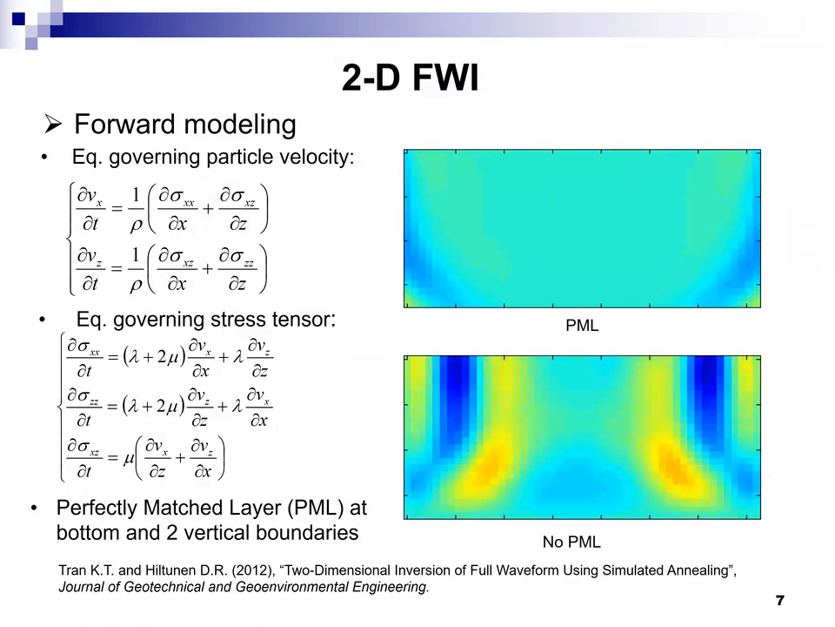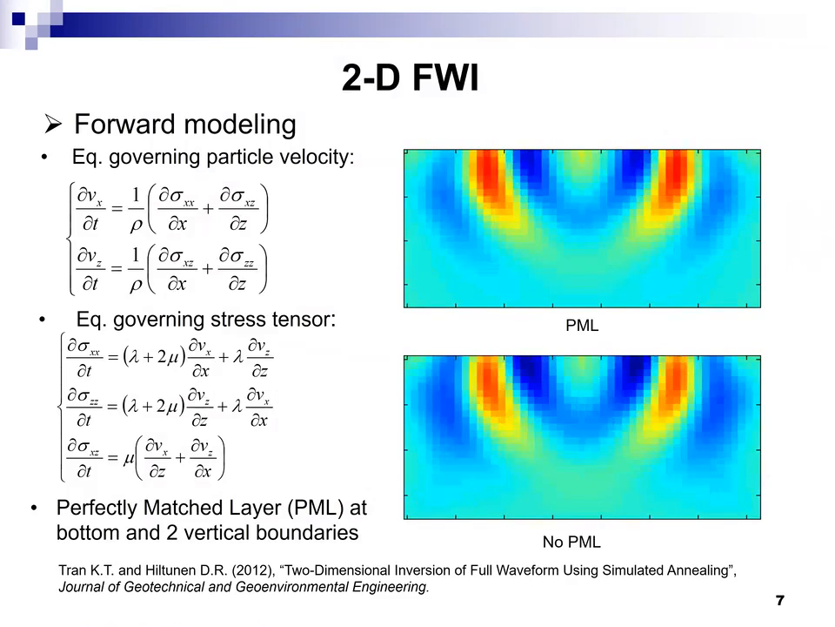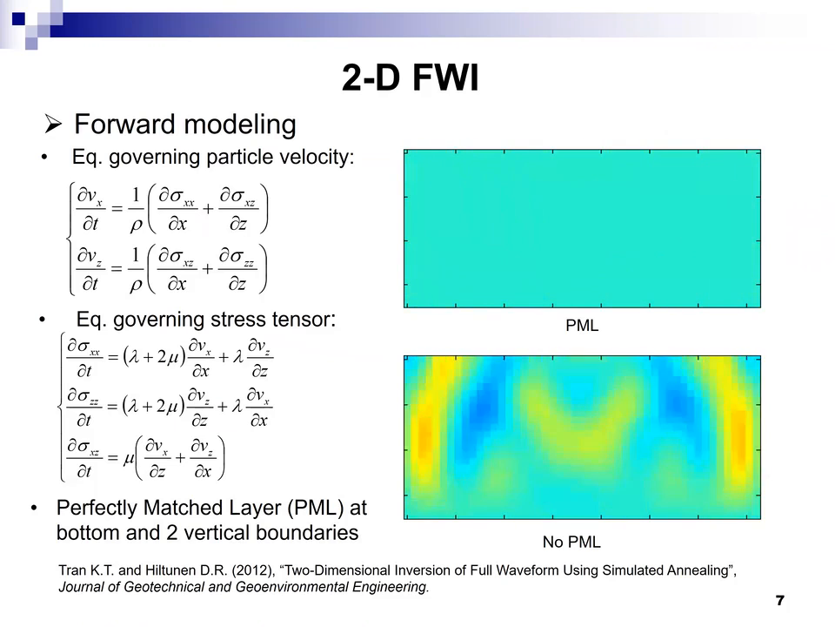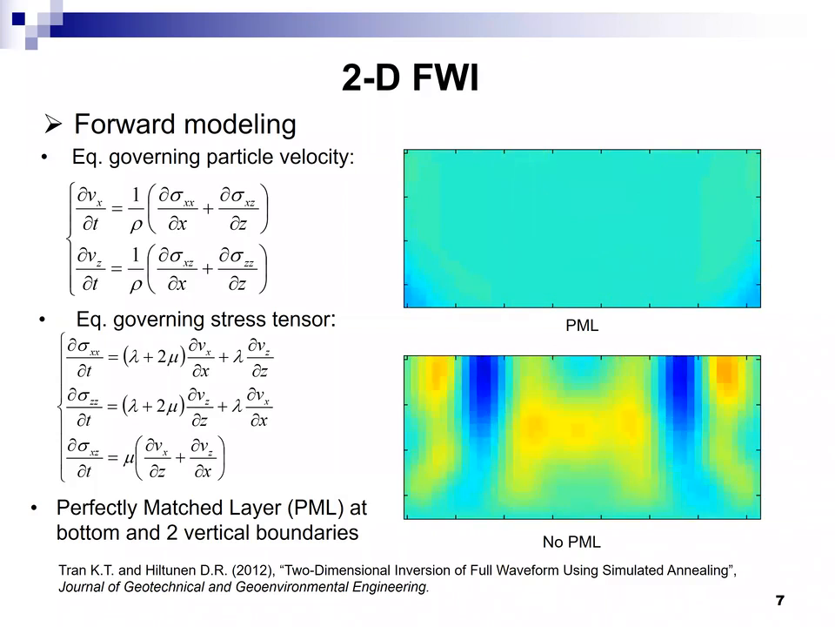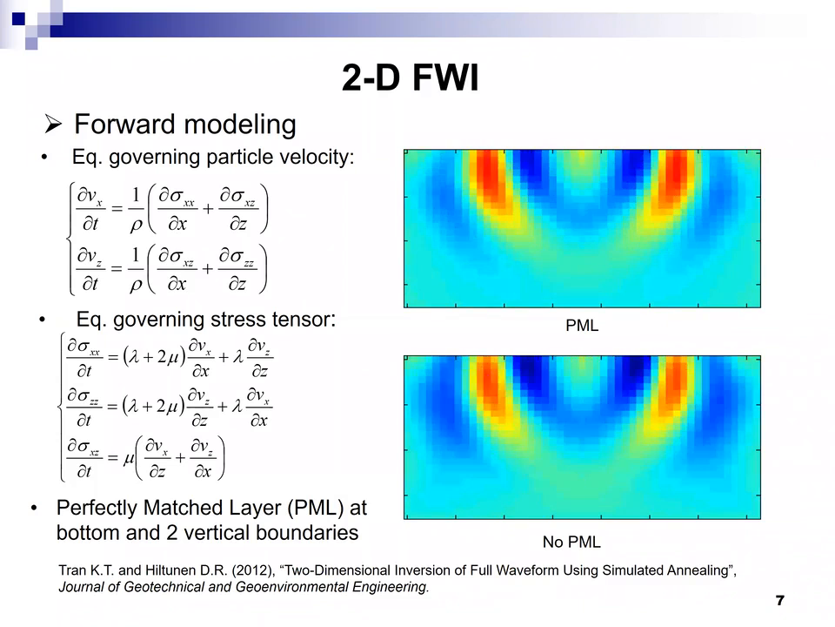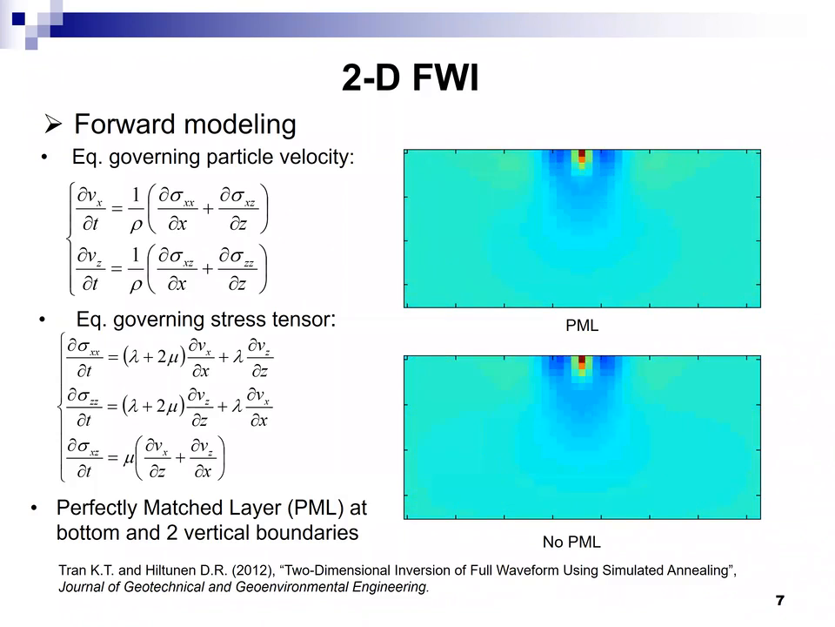So now I will talk about the 2D method. The 2D method includes the forward modeling and model updating. For forward modeling, we use the two-dimensional wave equation. We have the equation governing particle velocity and the equation governing the stress tensor, and we use the finite difference method to solve these equations. In the field, we measure the data in an infinite medium of the Earth. But when we model, we can only model a finite medium. So we have to treat the boundary with a special boundary condition so we can avoid artificial signal reflected from the boundary. Here we use the so-called perfectly matched layer boundary condition at the bottom and two vertical boundaries. Here you can see the comparison with and without the perfectly matched layer.